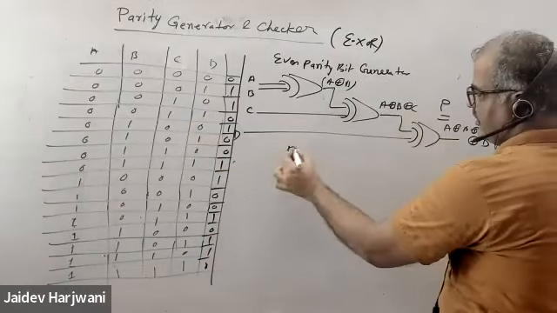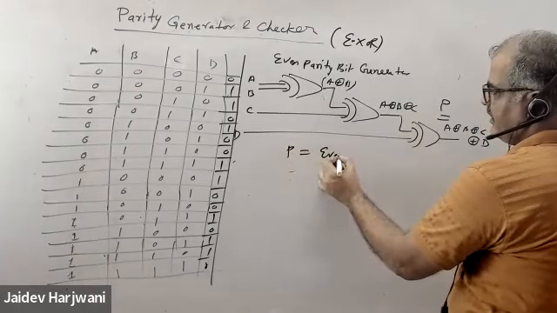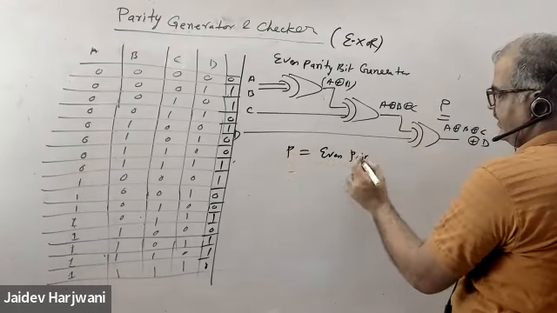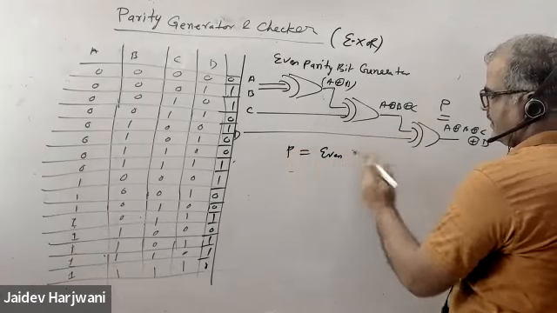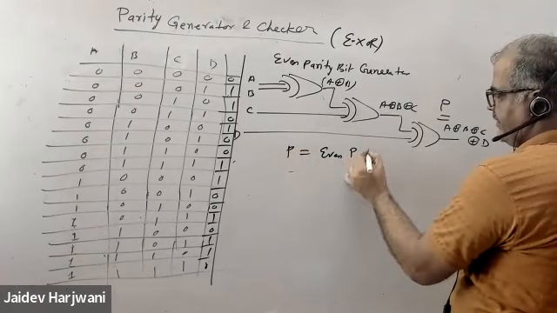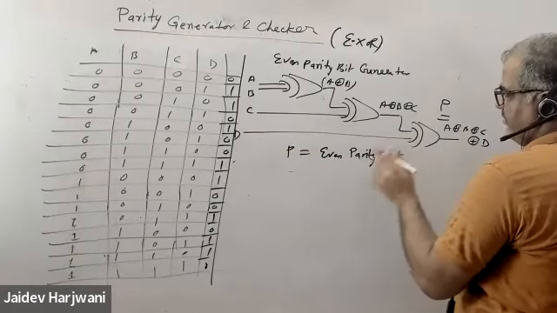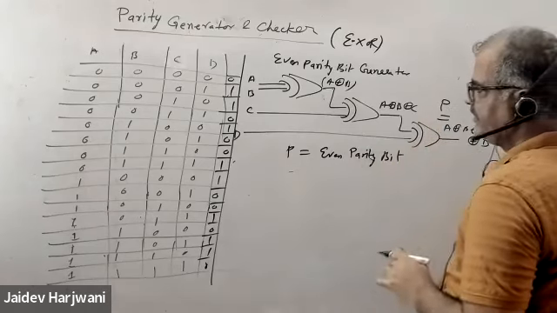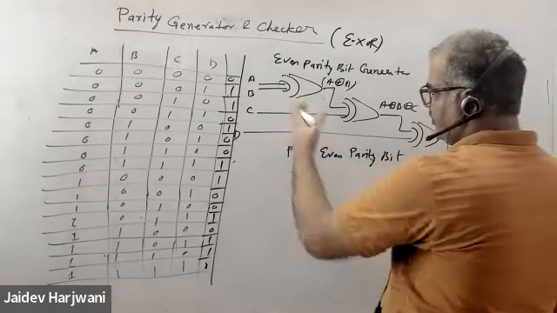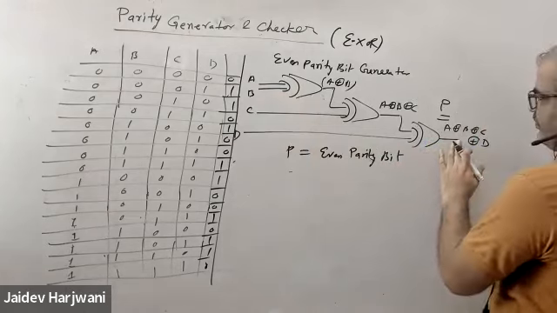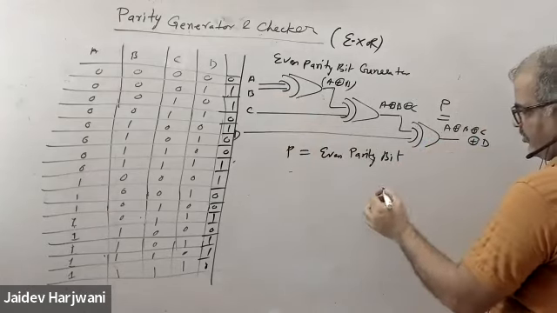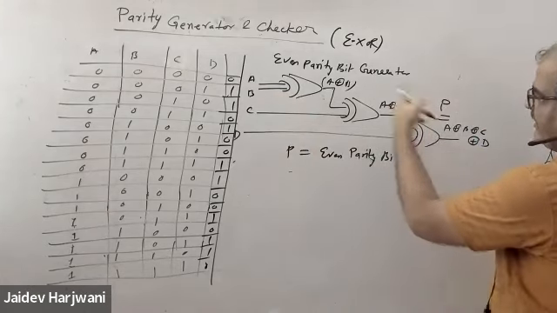P is what? P is your even parity bit. So why is it called the even parity bit? Now if I have a 4-bit input, this one, the output is P. So this is the even parity generator.